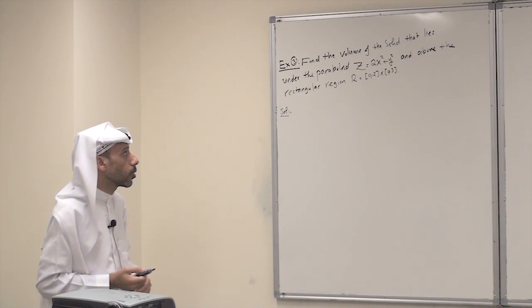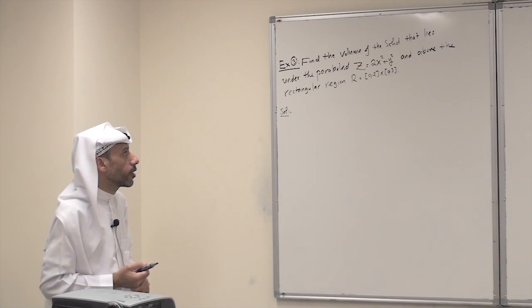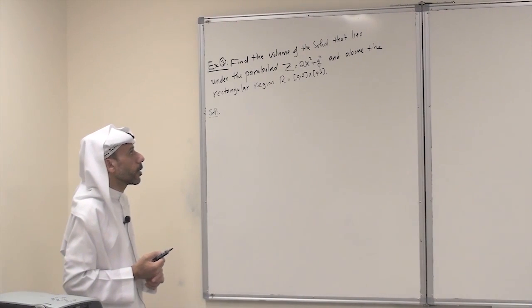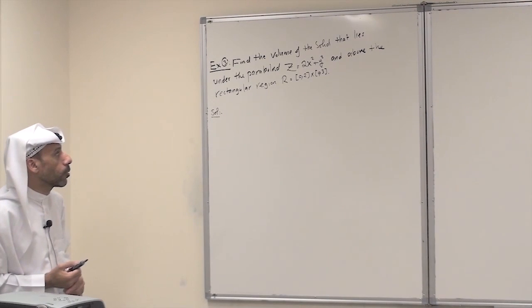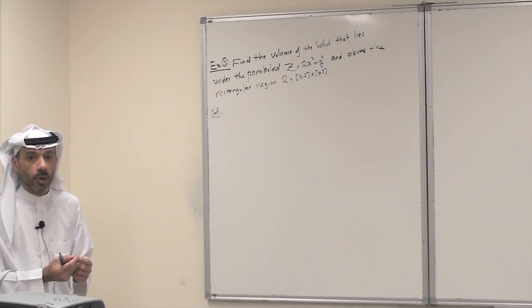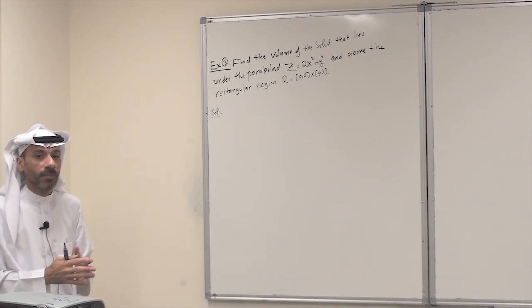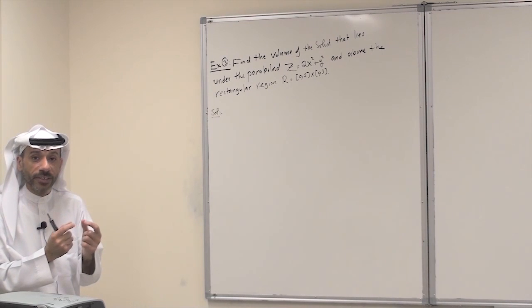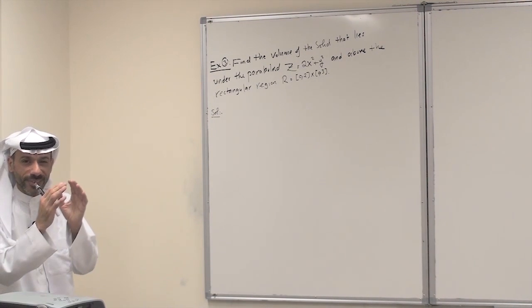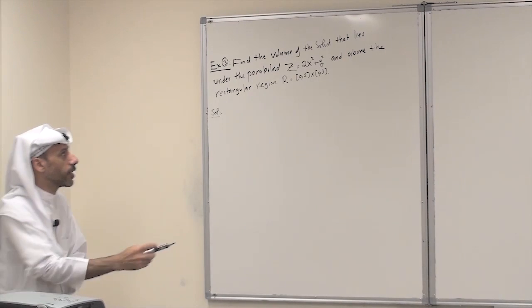Let's consider the following problem. Find the volume of the solid that lies under the paraboloid z equals x squared plus y squared and above the rectangular region R, [0, 2] cross [0, 3]. So this is an application problem. It is a problem about finding volumes of solids. Usually in this case it is better just to draw a picture of the solid.